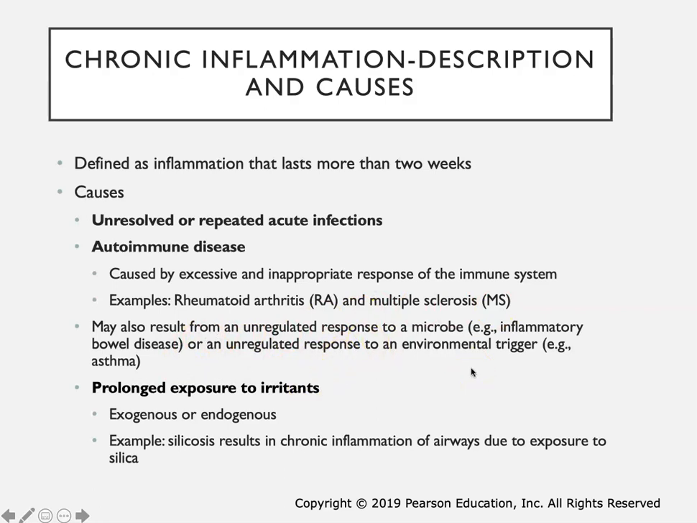If you think about an environmental trigger, environmental allergens can trigger asthma. Asthma is caused by inflammation. Also, prolonged exposure to irritants can cause chronic inflammation as well. So it can be exogenous or endogenous. One example here is silicosis, which results from chronic inflammation of airways due to exposure to silica. Silica is present in building materials. So people that work in that manufacturing type of industry and maybe aren't wearing the proper protective equipment could experience this. Just to give you an example.